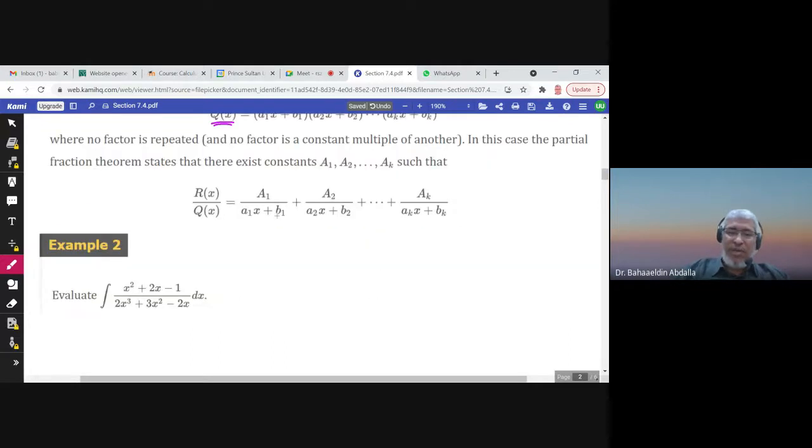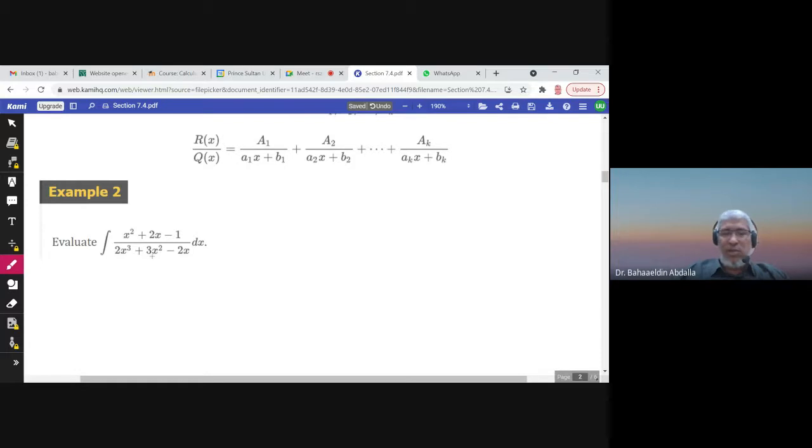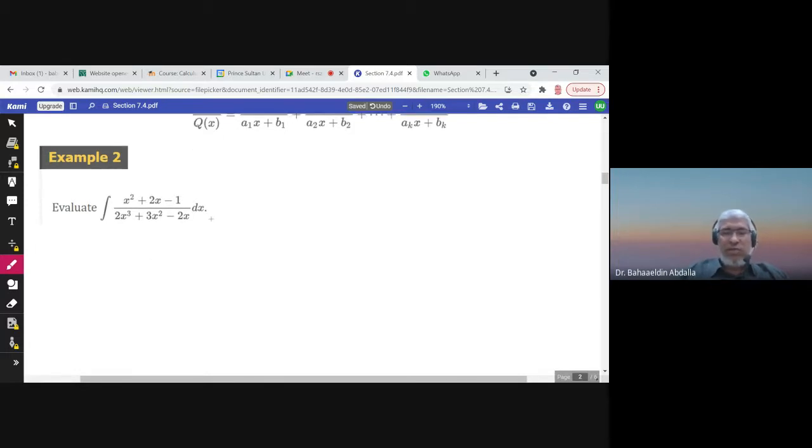So for example, let us factor this denominator. I have x squared plus 2x minus 1 over... Notice that this is a proper rational function. If I take x as a common factor, I will have 2x squared plus 3x minus 2. And this is degree 2. I can factor it easily.